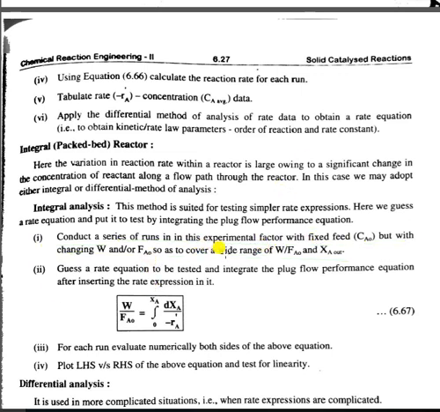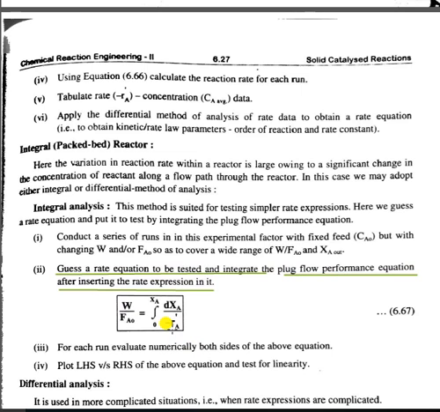Now first, conduct a series of runs in this experiment. The data are CA0, with changing W and FA0, so as to cover a wide range of W by FA0 and XA out. Second, guess a rate expression to be tested and integrate the plug flow performance equation after inserting the rate expression. It is given by this equation: W by FA0 equals the integral from 0 to XA of dXA by minus rA.